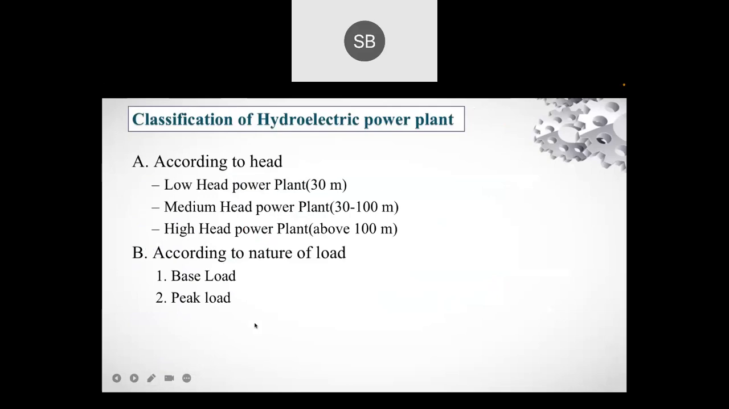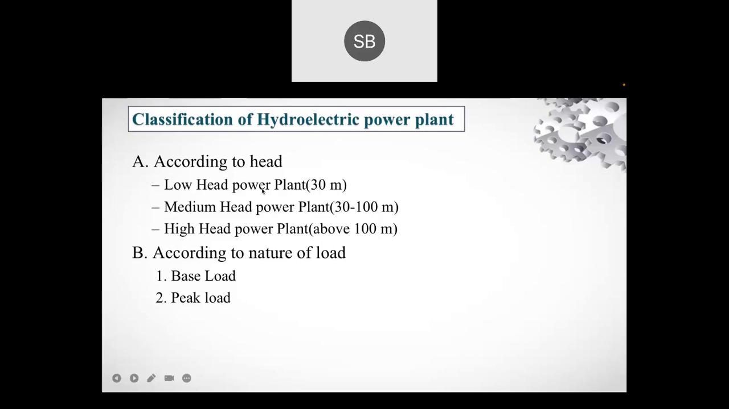Now, classification of the hydroelectric power plant. We can classify different hydroelectric power plants based upon their head and based upon the nature of the load. According to the head, we can classify them into low head, medium head, and high head power plants. A low head power plant means the head available at that particular site or on that turbine is less than 30 meters. Medium head power plants have 30 to 100 meters of head, and a high head power plant is when the available head is greater than 100 meters.